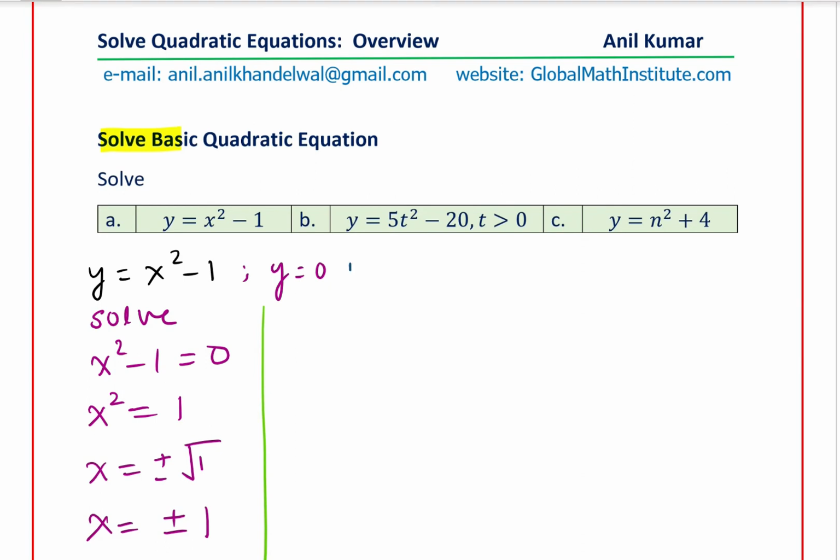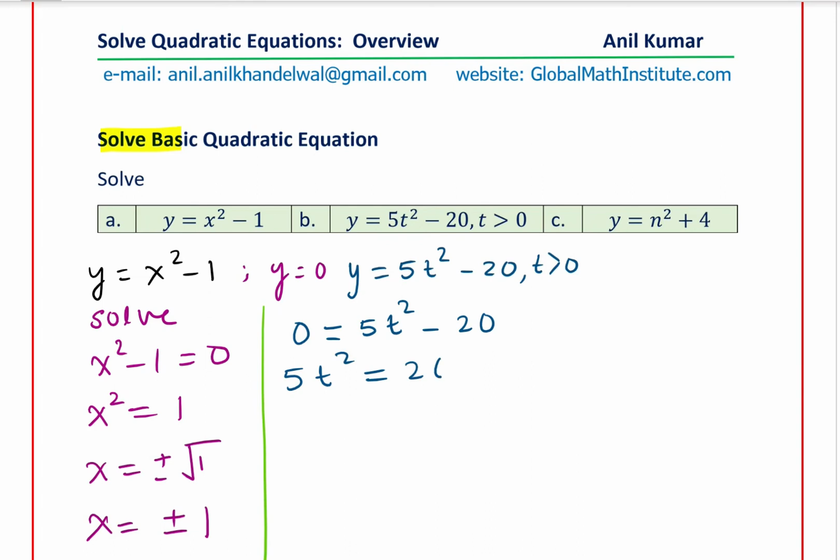Now, let's take up the next example here. We'll write this as y equals 5t squared minus 20, where we are saying t is greater than 0. So in this case, the answer should be written positive t only, not the negative value. So we'll again equate it to 0 and then try to find the solution. We'll solve it in a way we did earlier. However, there's one difference, and the difference is that we have to take positive values, correct?